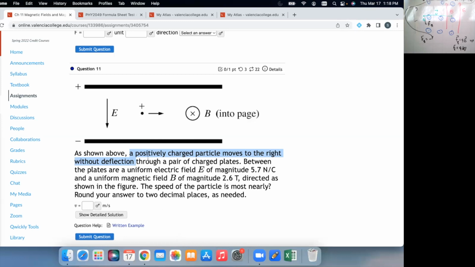If the velocity were 0, by the way, stationary charges don't even notice a magnetic field. They don't even know it's there. If V equals 0, FB would be 0, and this guy would only feel the electric force, and he would move toward the positive plate. Or, sorry, no, he would move in the direction of E. He would move toward the negative plate. So V is not 0.